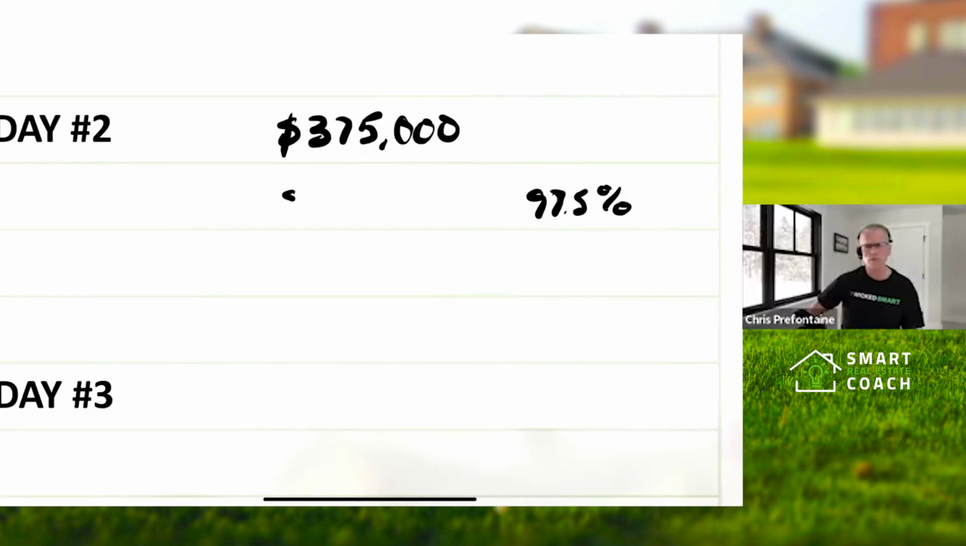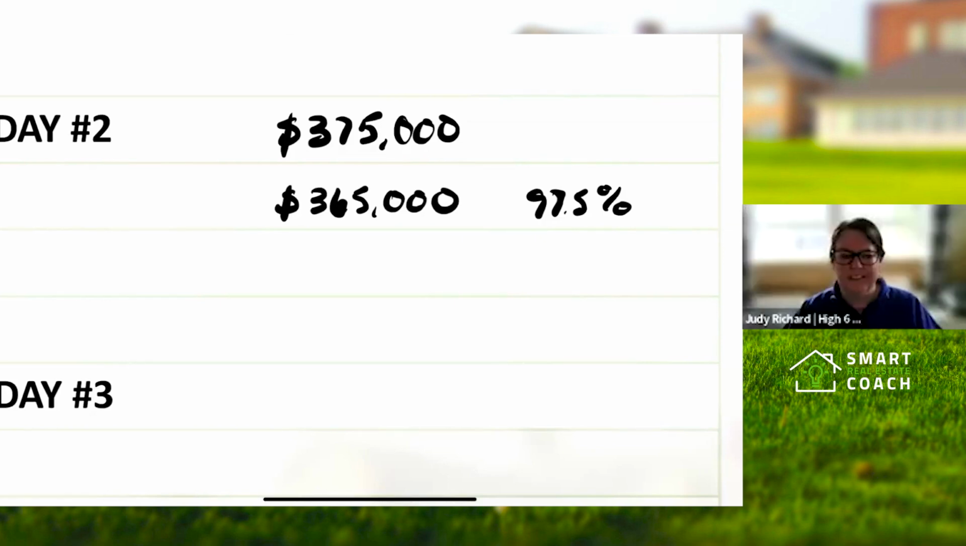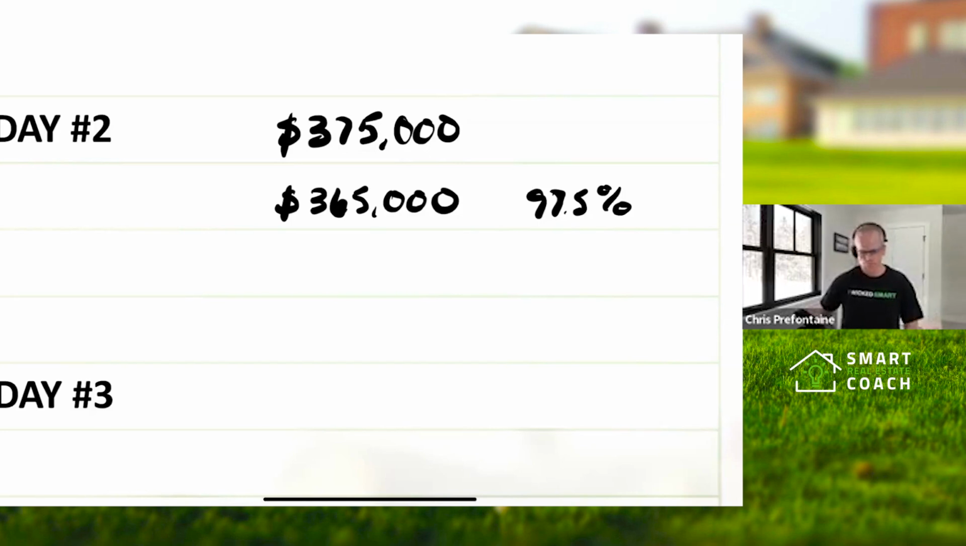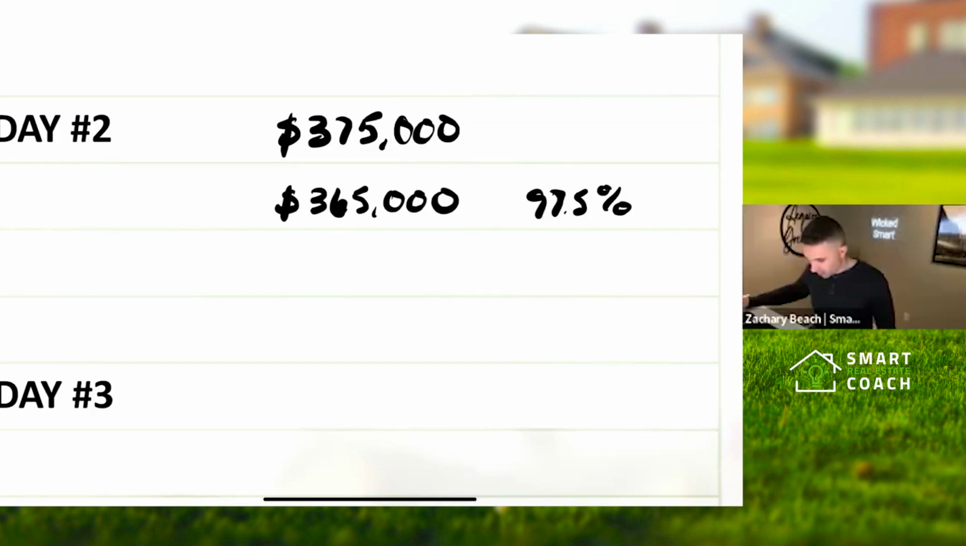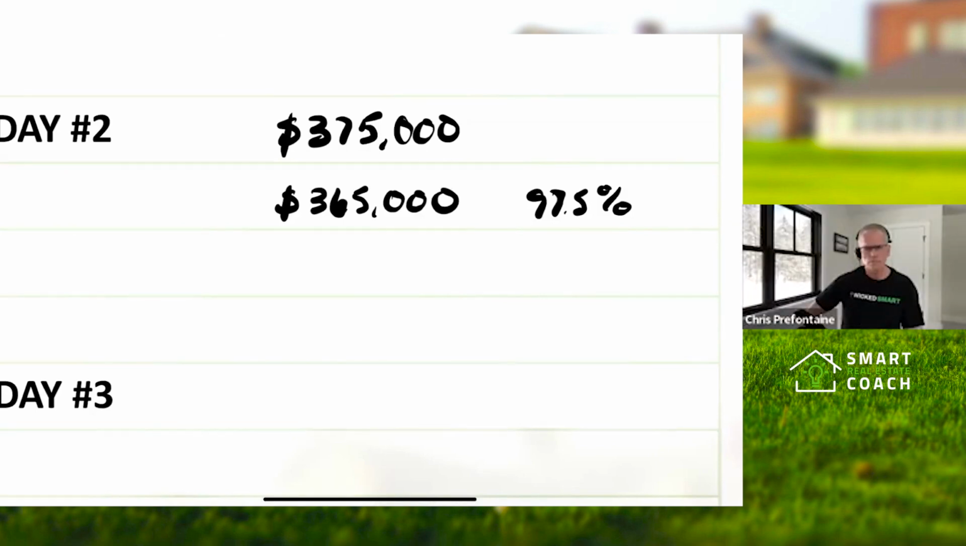Awesome. Thanks, Judy. Okay, so now 365. So that means it'd sell at that. That's 97.5%. Okay, and then 355,875. So then you have the realtor, right? And then you've got to take 94% of that, because they've got to pay a realtor.